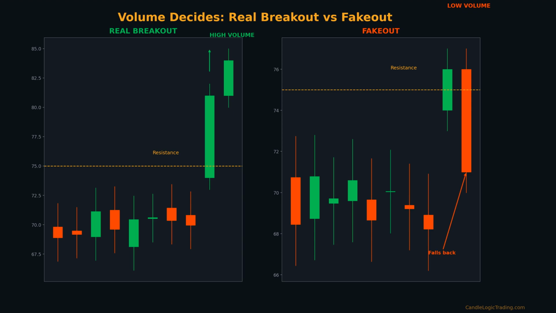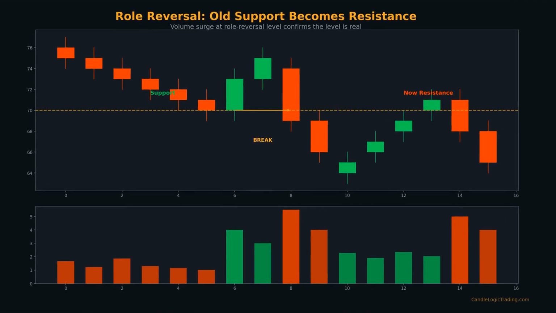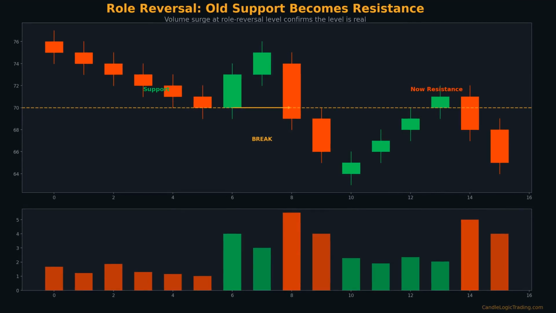A real breakdown below support should come with a volume surge. A low volume breakdown is suspicious and often reverses. There is one more key level concept that volume makes incredibly powerful: role reversal. When a support level breaks, it often becomes resistance. And when a resistance level breaks, it often becomes support. This is one of the most reliable patterns in all of technical analysis, and volume confirms whether the role reversal is real. Here is how it works.